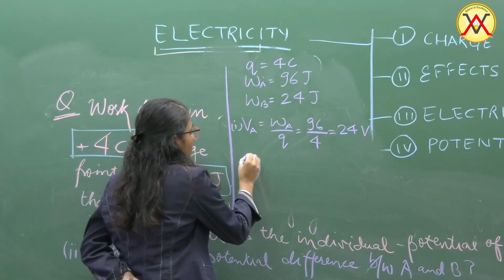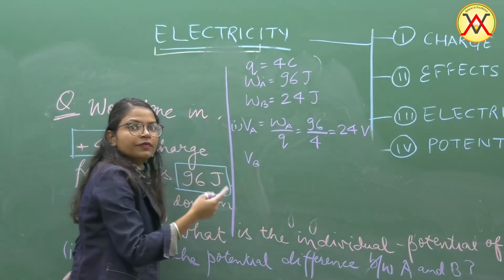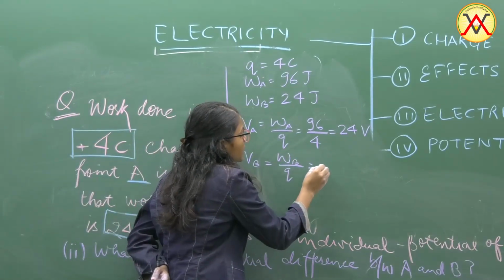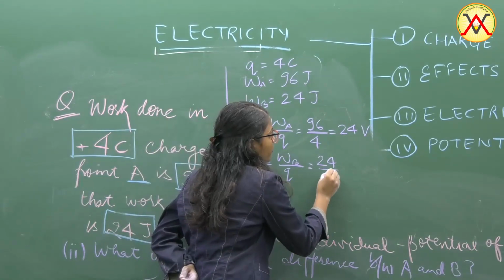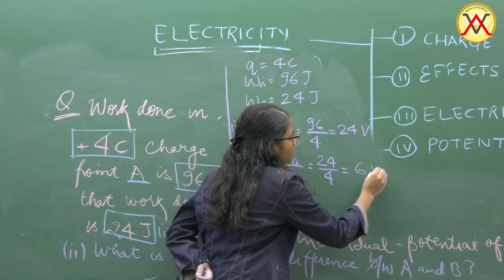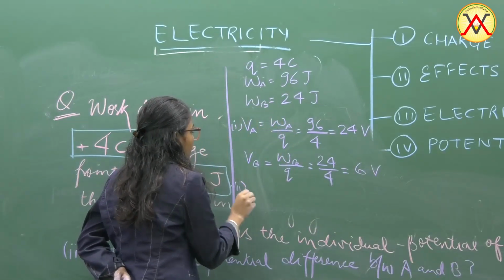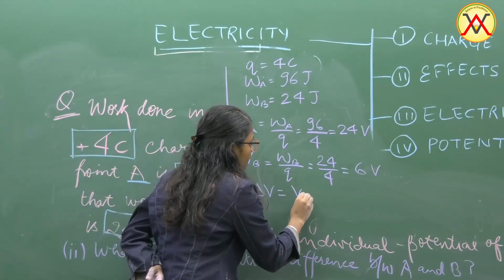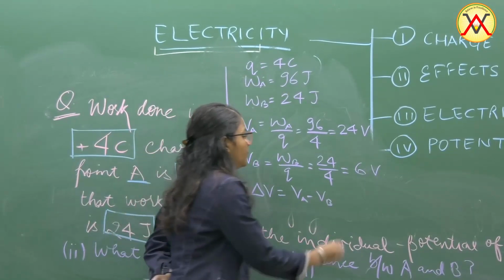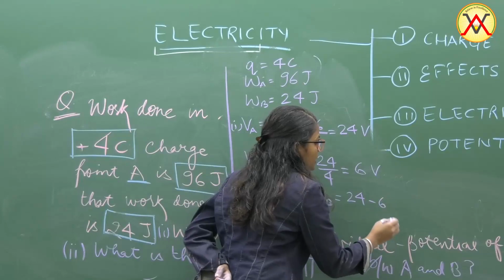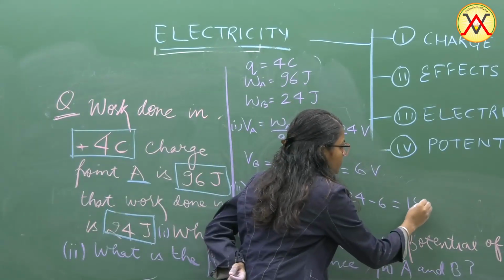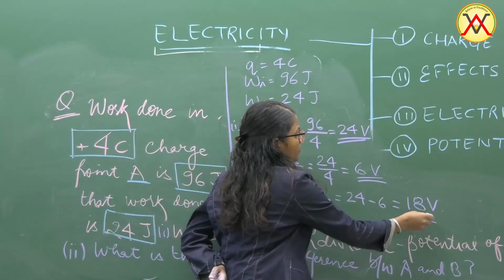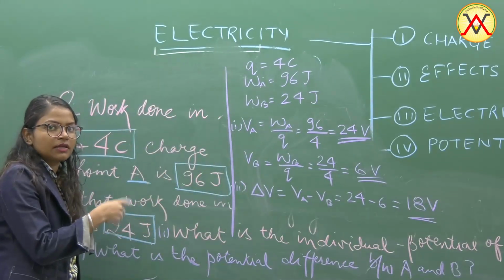That is 24 volts. From WB and Q, we will have our next part, that is the potential of point B: 6 volts. For the second part, the potential difference between A and B is VA minus VB, 24 minus 6.